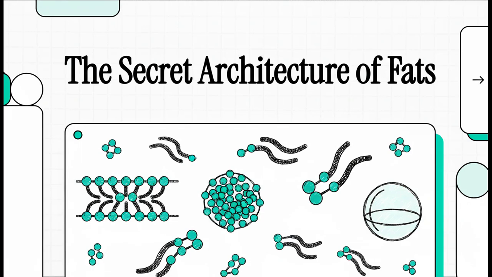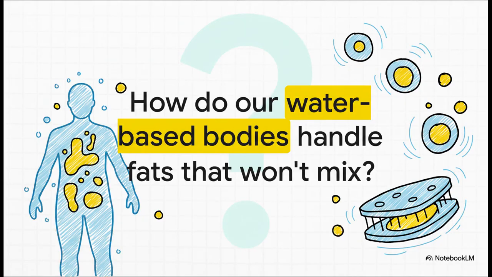Today, we're going to uncover the secret architecture of something that's absolutely essential to all life, fats. You might know them as lipids, and trust me, they hold a fascinating secret about how you, me, and everything alive is built. But have you ever stopped to think about this? Our bodies are what? About 60% water? And yet they're packed with fats and oils, which, as we all know from salad dressing, just do not mix with water. So how in the world does that work? How does our body manage this incredible biological puzzle?